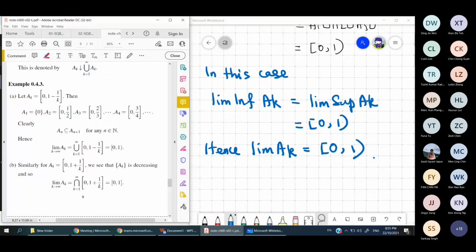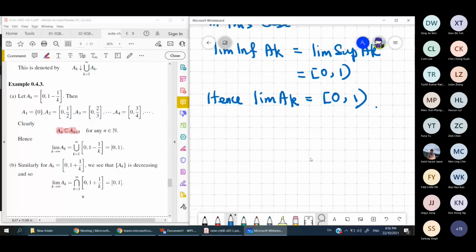So this is the example we have discussed just now. It is clearly an increasing sequence. That's why we can compute the limit directly without calculating the limit infimum and limit supremum, like what I have demonstrated to you. We can just take the union of all the AK. That will be the limit. Similarly, we come to the next example, where we can calculate the limits easily without looking at the limit infimum and limit supremum.